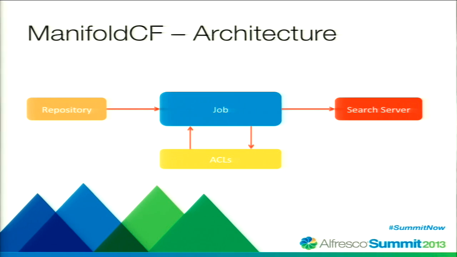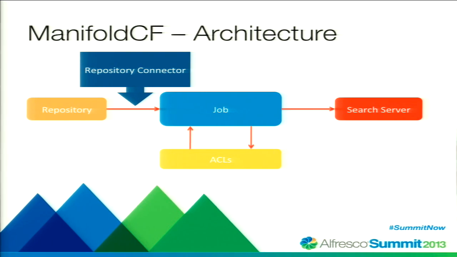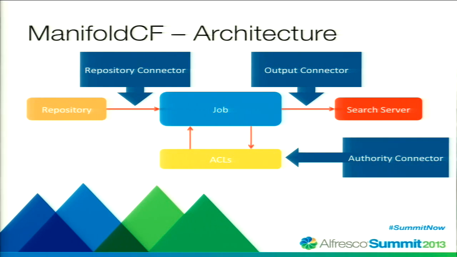This is the architecture of the components of Manifold. We have the repository connector, and we have the job. The job will involve all the connectors: the repository, the output connector for the search server, and the authority connector for ACLs. The job allows you to configure which repository is involved in this job, which search server is involved, and which permissions must be indexed.